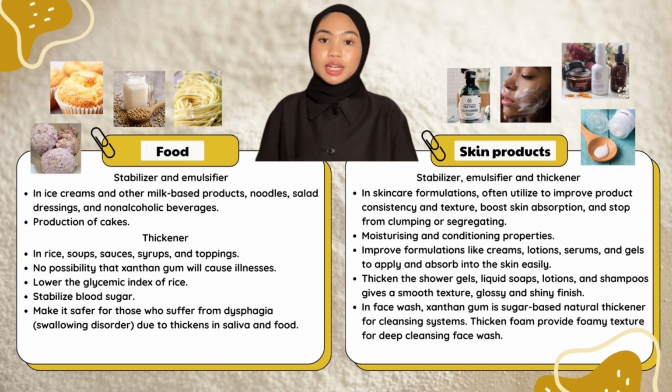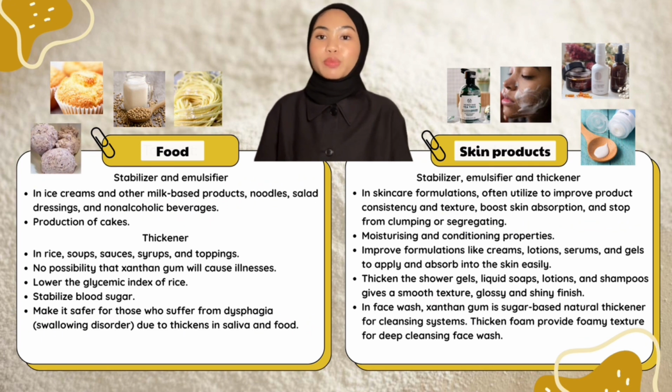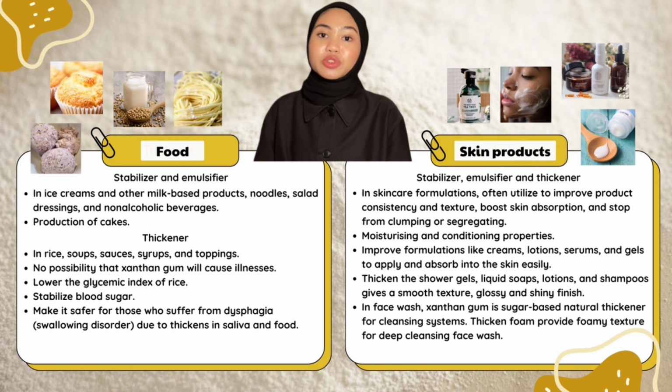Next is skin products. In skincare formulations, it's often utilized to improve product consistency and texture, boost skin absorption, and stop products from clumping or segregating. Xanthan gum has moisturizing and conditioning properties in addition to its thickening and stabilizing effect on the skin. It creates a sheet-like layer on the skin surface to help it retain moisture and stop transepidermal water loss, which can result in dryness and dehydration.